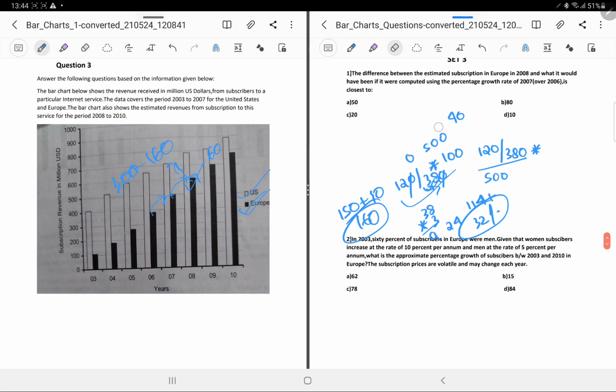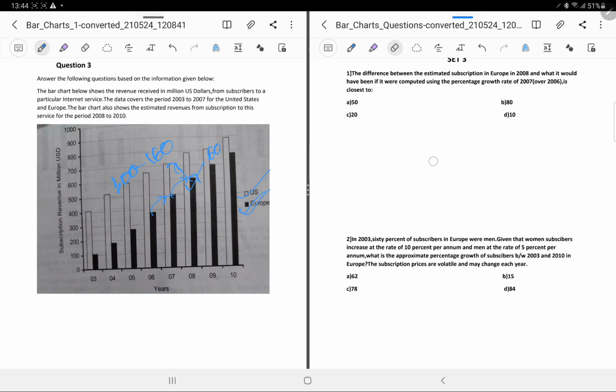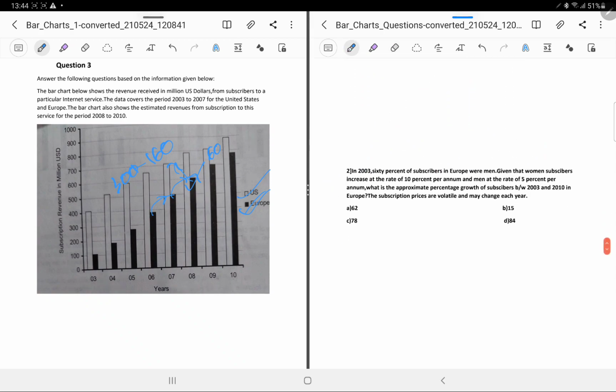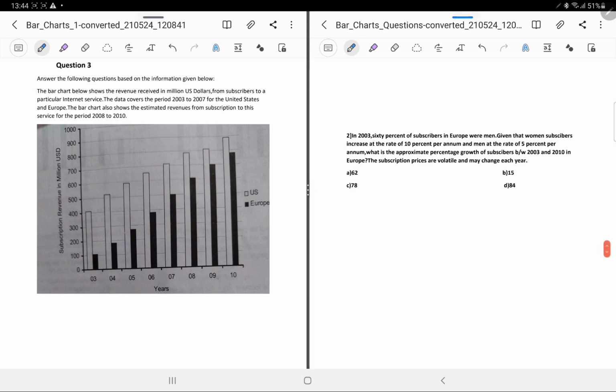So you need not worry about whether you are able to observe it nicely or not. There will indeed be a good variation in the values. Now let's come to this part. In 2003, 60% of subscribers in Europe were men.